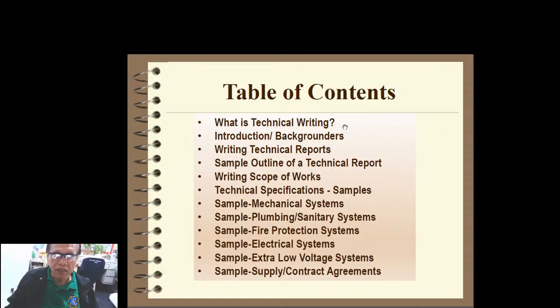Here is the table of contents that I developed. What is technical writing? Introduction and backgrounders. Writing technical reports, with some samples. Sample outline of a technical report. Writing scope of works. Then samples of technical specifications: mechanical system specifications, plumbing and sanitary system specifications, fire protection system specifications, electrical system specifications, auxiliary or extra low voltage system specifications, and in the last part a sample supply contract. For those who have not been accustomed to this, I believe this could help you in starting a career in writing.